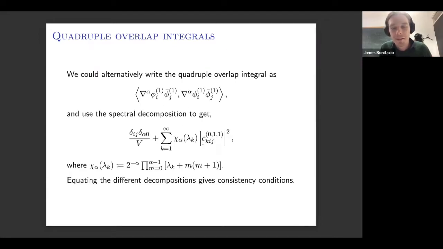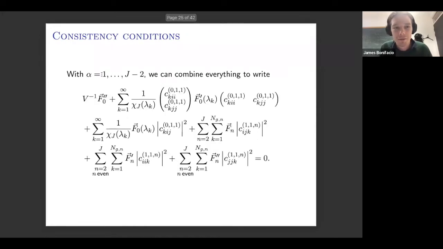So I can find these consistency conditions for alpha from 1 up to, say, some integer j minus 2, and combine them all together into some vector equation, which has the following form. Here I've combined both the consistency conditions for distinct differentials with the consistency conditions for identical differentials. And so you get various products of these triple overlap integrals.